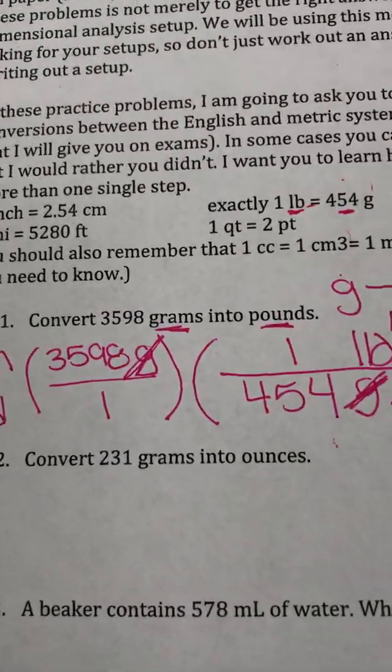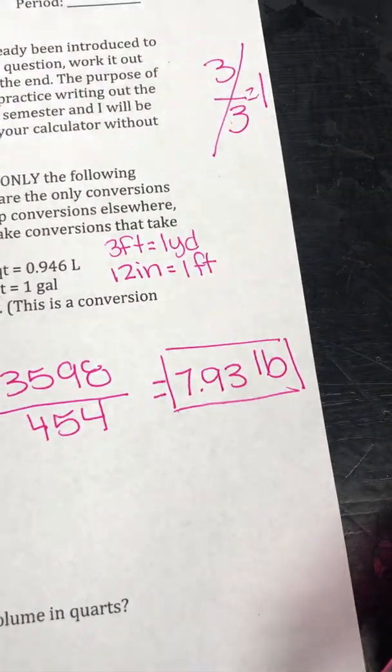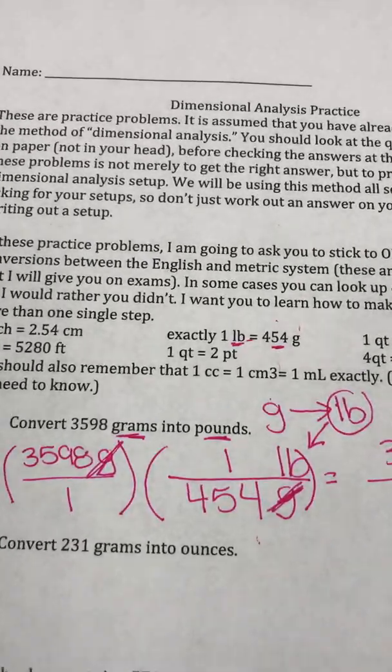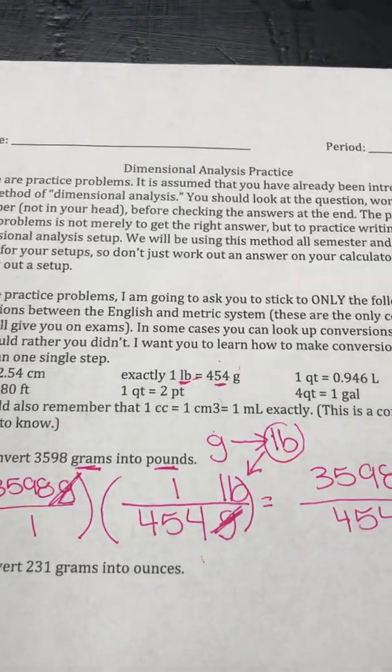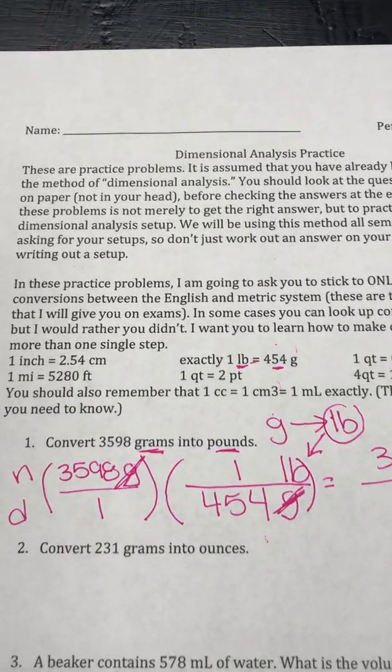So what I'm saying is, for every 3,598 grams I have 7.93 pounds. Very different units. One is much smaller than the other, but still we're showing the same value. That's what I would consider an easy conversion problem.